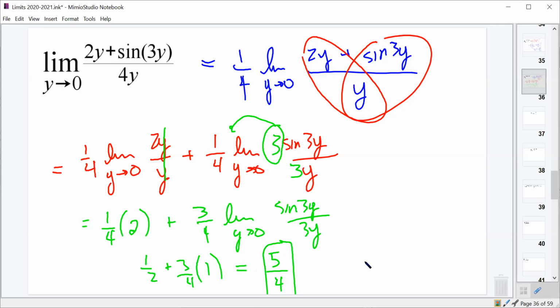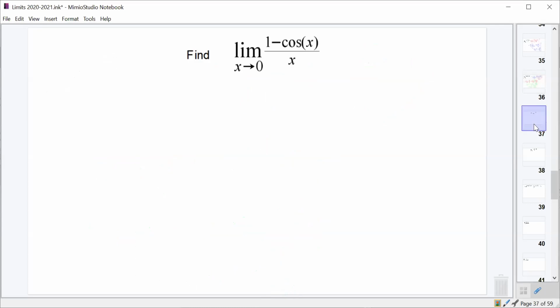No. Everybody feel good there? All right, spectacular. Let's move on then. Let's take a look at this one. This one is totally different. You could probably tell that. It doesn't have a sine in it at all.